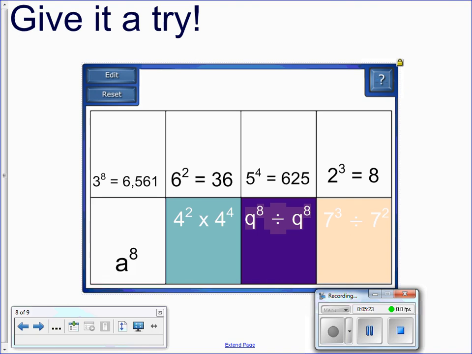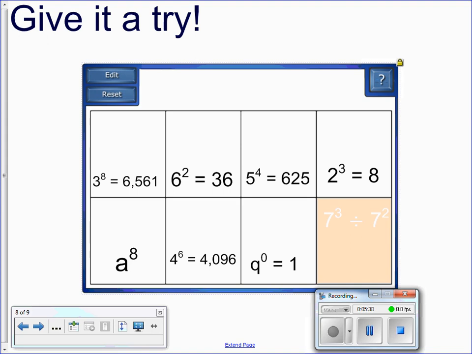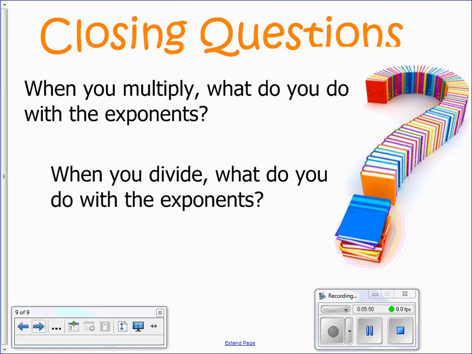8 to the 8th. 4 to the 4th squared times 4 to the 4th. When you multiply, you add. 4 to the 6th. Q to the 8th divided by Q to the 8th. 8 minus 8 is 0. 7 to the 3rd divided by 7 squared. When you divide, you subtract, and that would be 7. So when you multiply, you add the exponents. When you divide, you subtract the exponents.